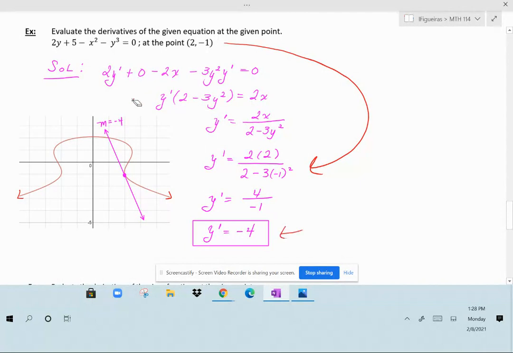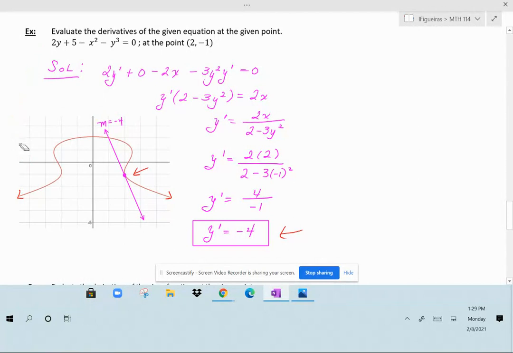So a visual of this is the curve is here in red for that equation. The point 2, negative 1 is right here. And so the tangent line is the one in this hot pink kind of color, and that has a slope of negative 4. So that's the point of tangency. It does intersect the curve at a second point over here, but at that particular point, 2, negative 1, that's what the tangent line would look like.